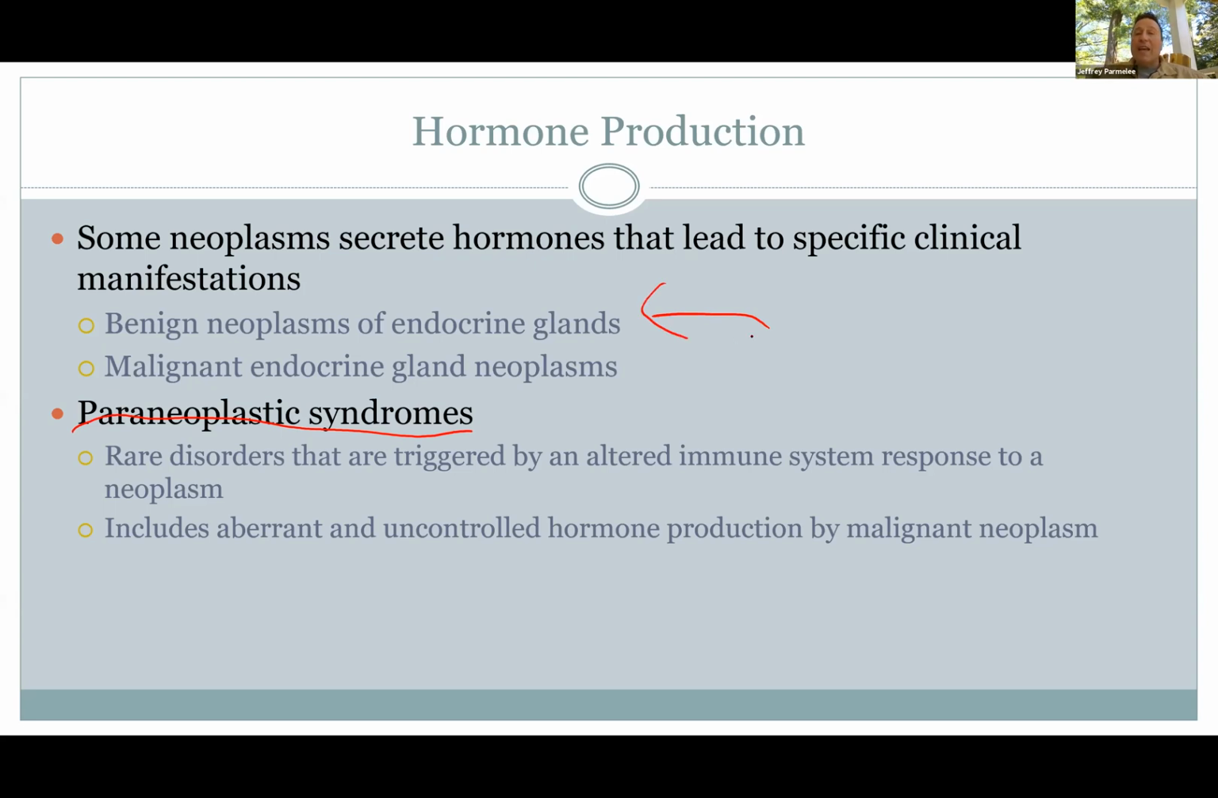And you can have tumors of the endocrine glands. A tumor in your pituitary can cause gigantism, too much growth hormone coming out, or a lot of other hormones, right? Or a thyroid cancer can make too much thyroid hormone.